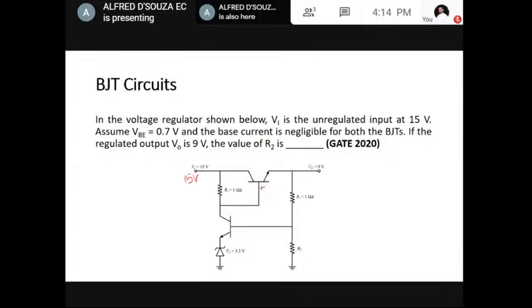And VBE we have to assume as 0.7 volt. So from here to here it is 0.7 volt, and from here to here it is 0.7 volt. And the base current is negligible for both the BJTs. If the regulated output is 9 volt, then the value of R2 is how much? Don't get panicked seeing the circuit.